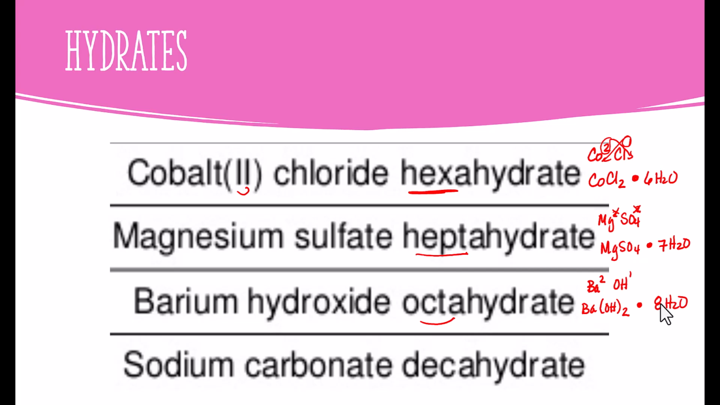Last one, sodium is Na, charge 1. Carbonate is CO3, charge 2. I crisscross down, so this is Na2CO3. The 2 from the carbonate goes to the sodium, the 1 goes to the carbonate. Again, dot. Hydrate is H2O. Deca is 10, so we put 10. So the only thing you do differently is you put a dot and you add water.